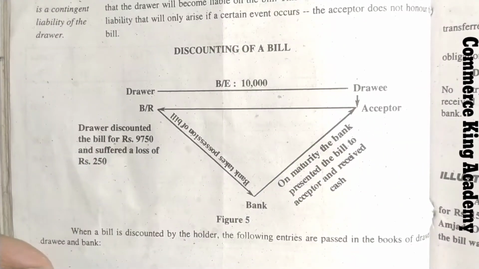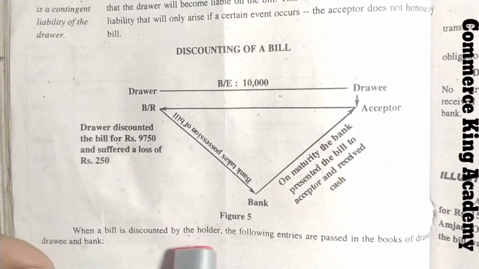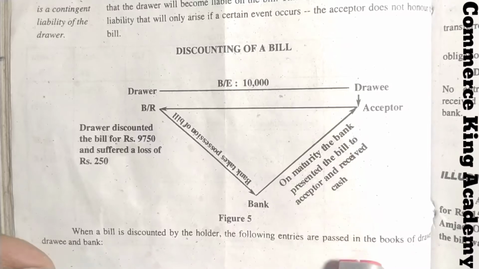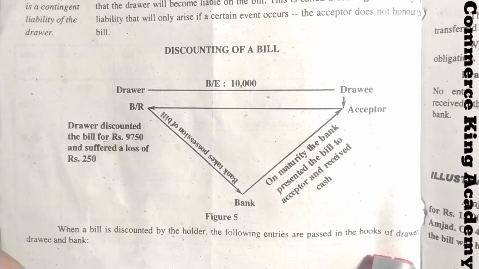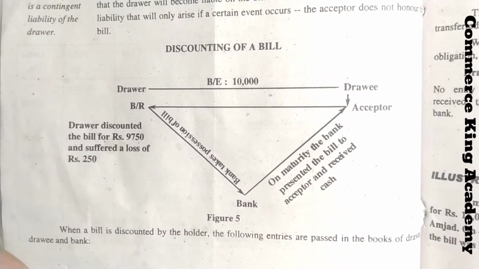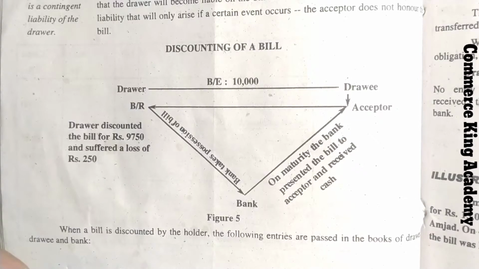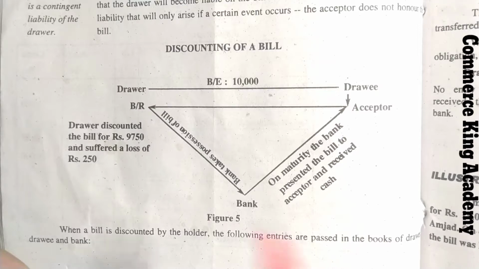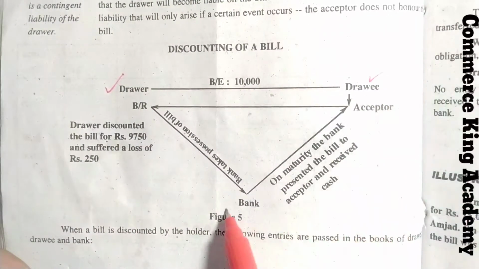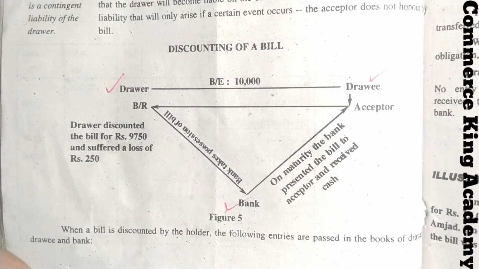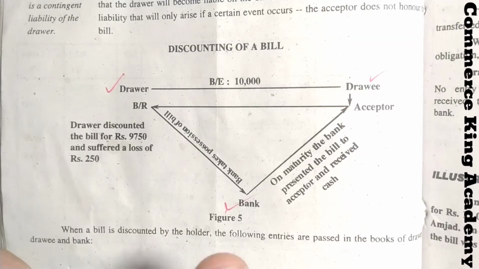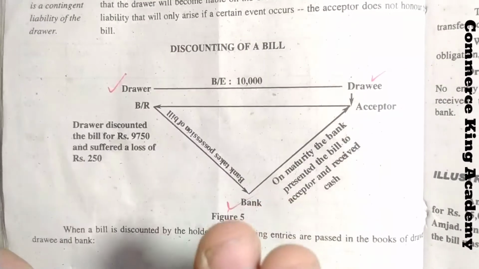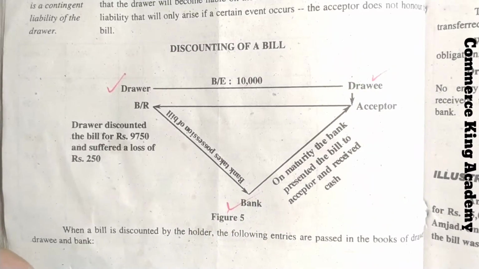Now go ahead. When a bill is discounted by the holder, the following entries are passed in the books of drawer, and bank. Obviously, three parties come into existence when a bill gets discounted by the drawer, and bank. And the same as we will do the entries in the third party's journal. So let's get started on the next page.